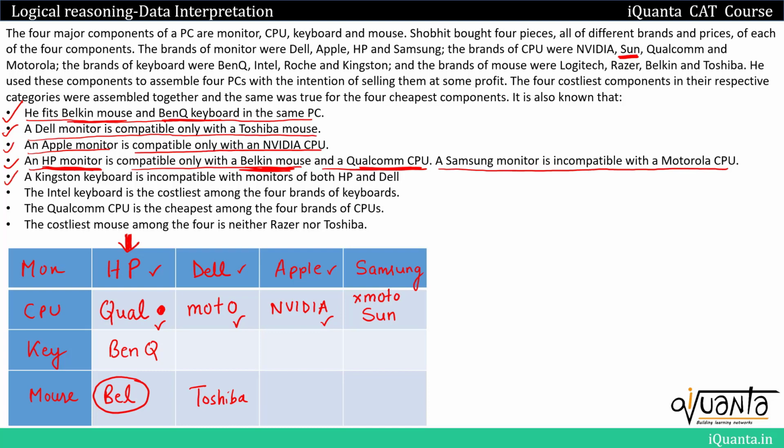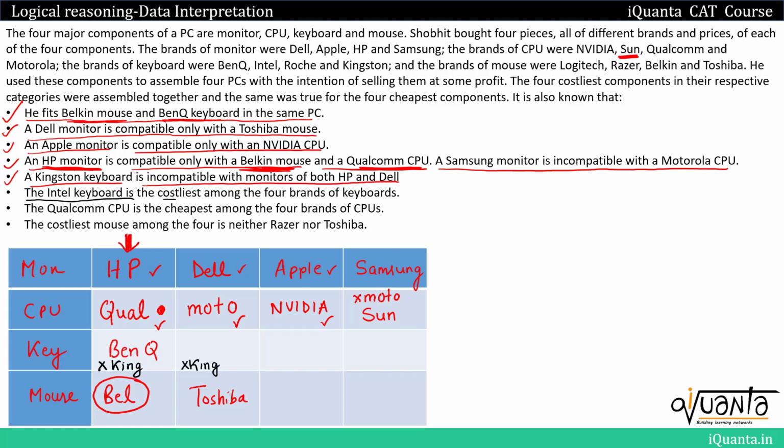Let us read the next clue now. A Kingston keyboard is incompatible with monitors of both HP and Dell. So that means Kingston keyboard cannot come with HP and Dell. So let me write it over here. We can say that Kingston cannot come with HP, Kingston cannot come with Dell. I hope this much is clear.